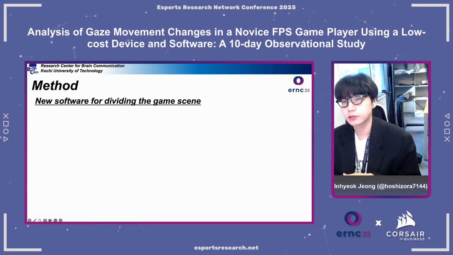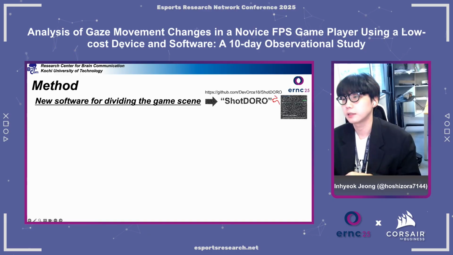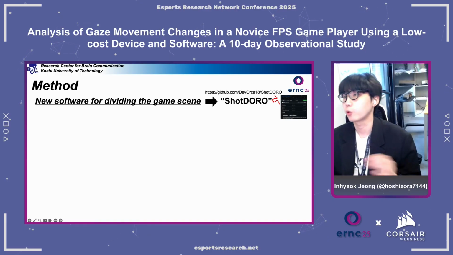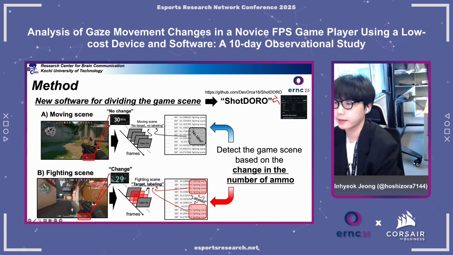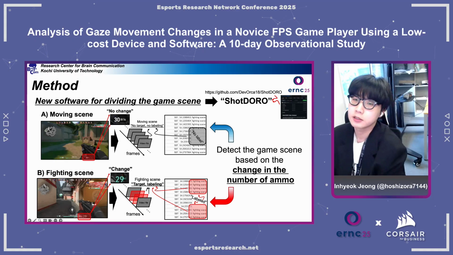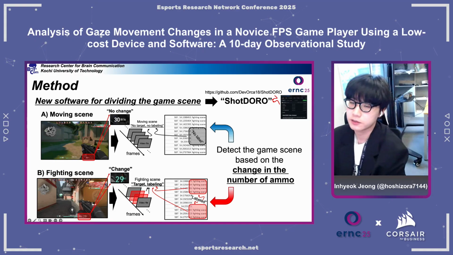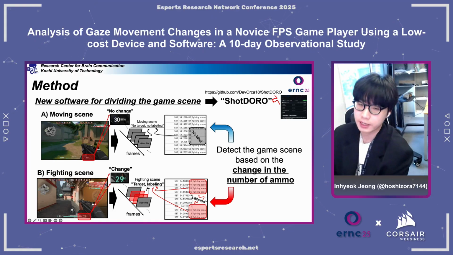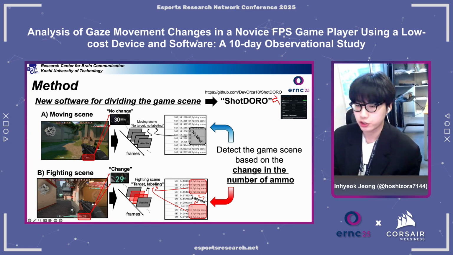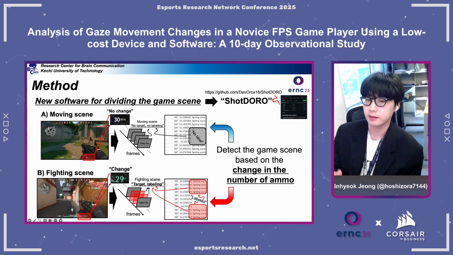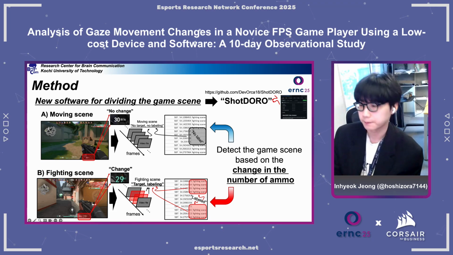So in this part, I'd like to introduce the new software for dividing the game scene. This software was developed by my coworker, and it can detect the game scene based on the change in the number of ammo. So when the ammo did not change, this program detects that the scene is just moving their characters, and when the program detects a change of ammo, it detects that the scene is a fighting scene.